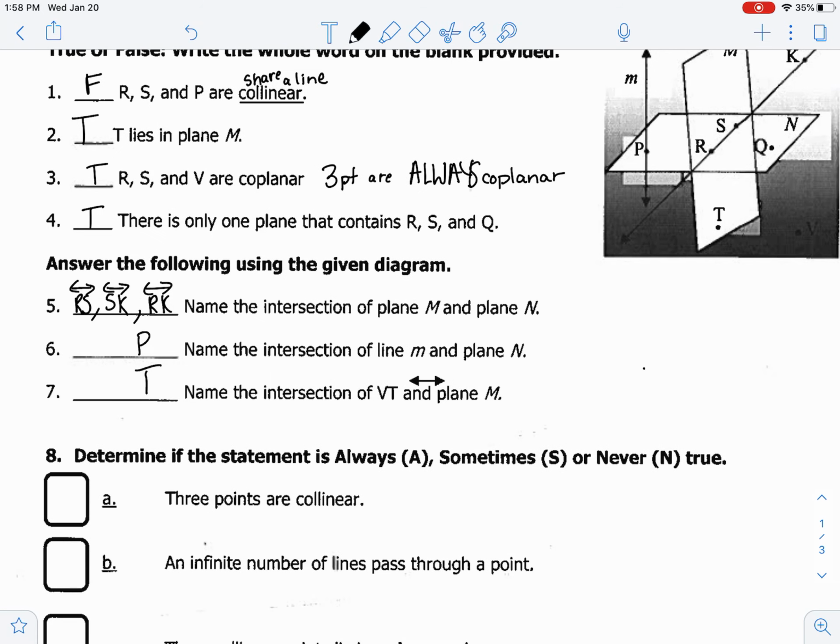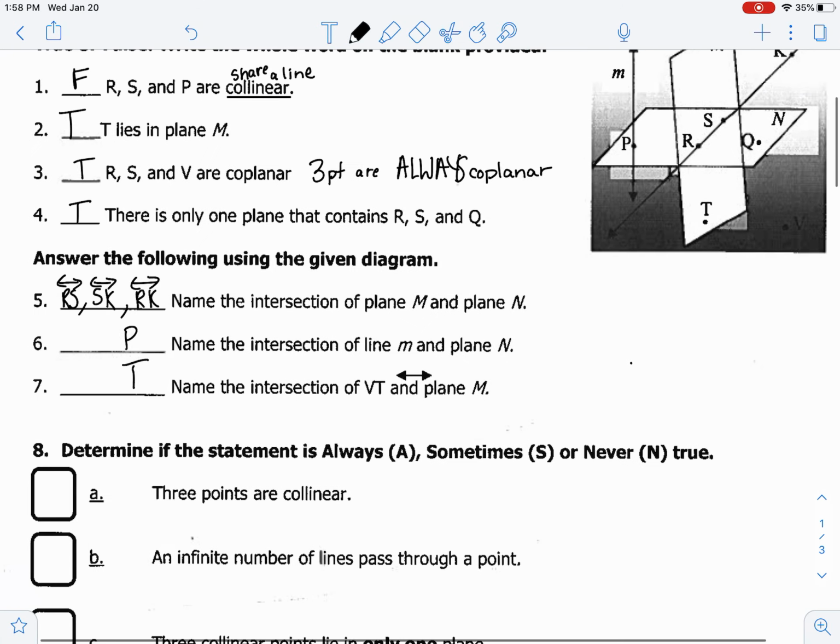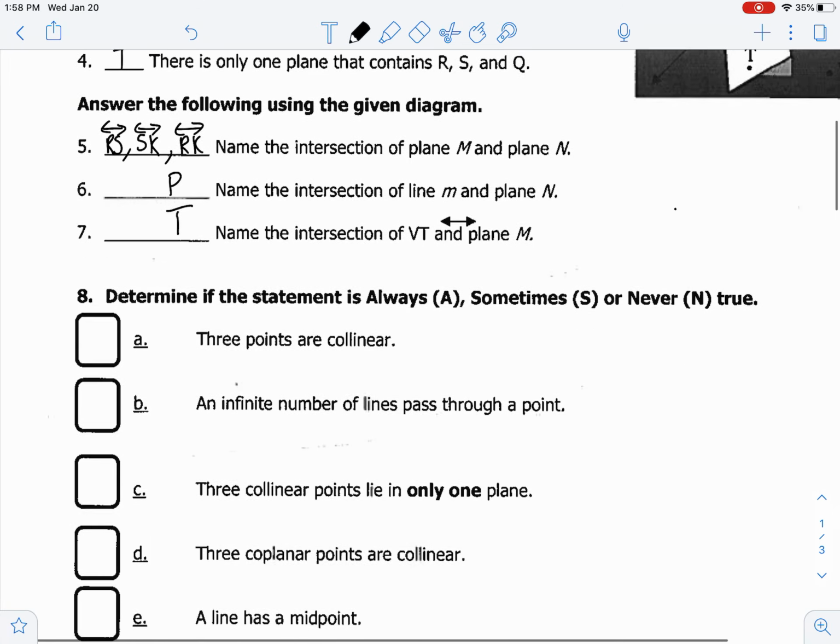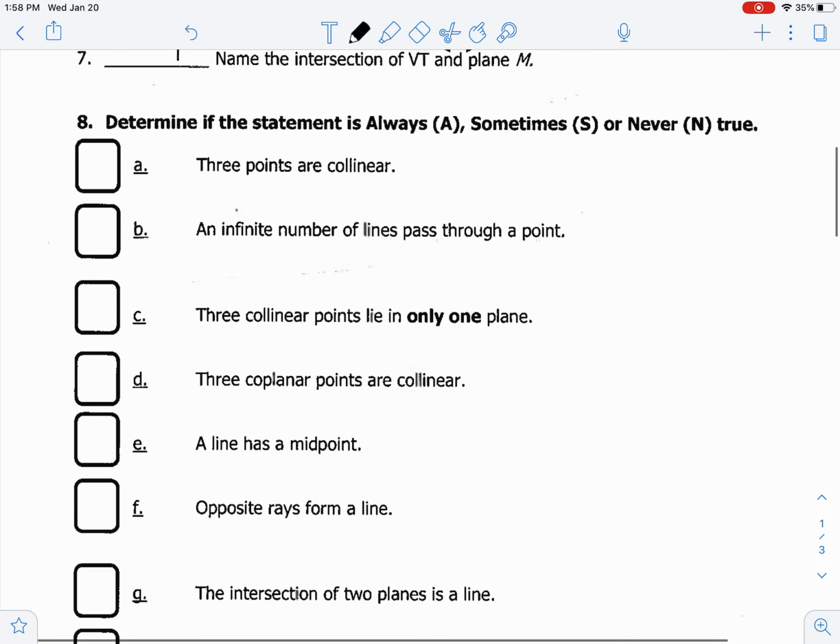So then we have our sometimes, always, never. This requires that we have a deep understanding of all of our vocab. 3 points are coplanar, so 3 points share a line. Does this happen always or sometimes? This tells us that this happens sometimes.